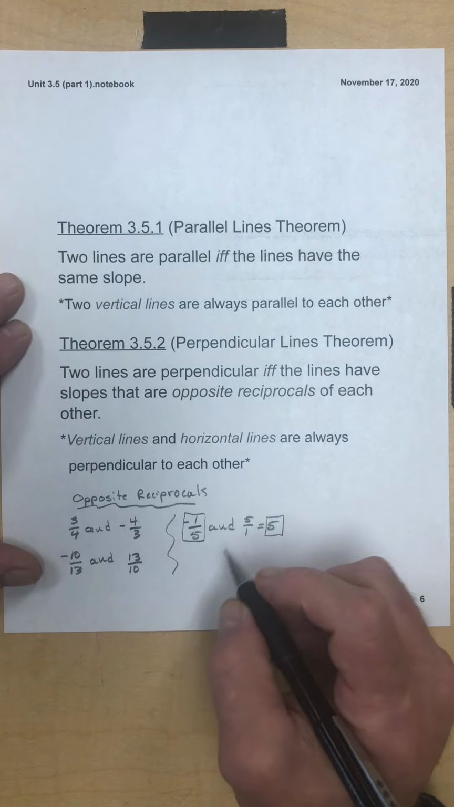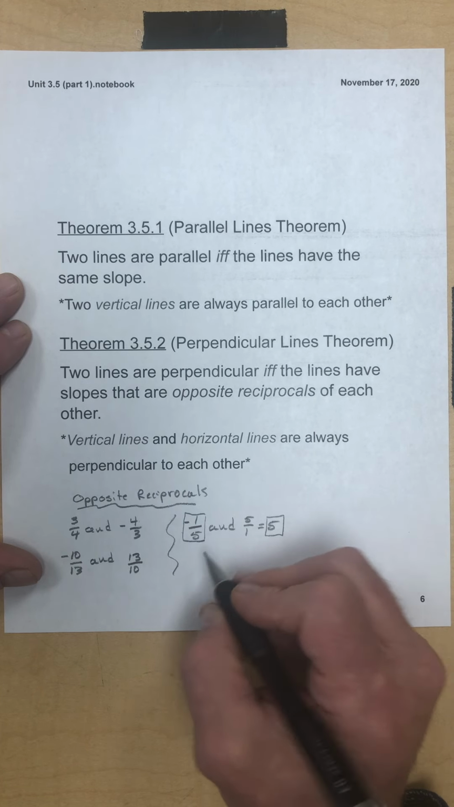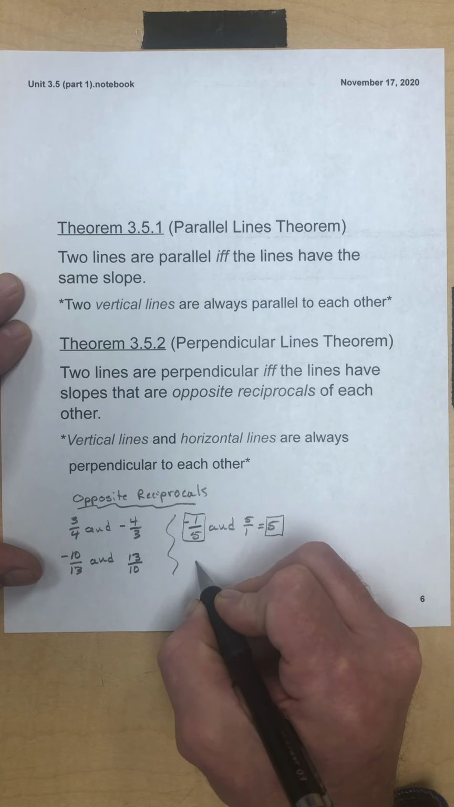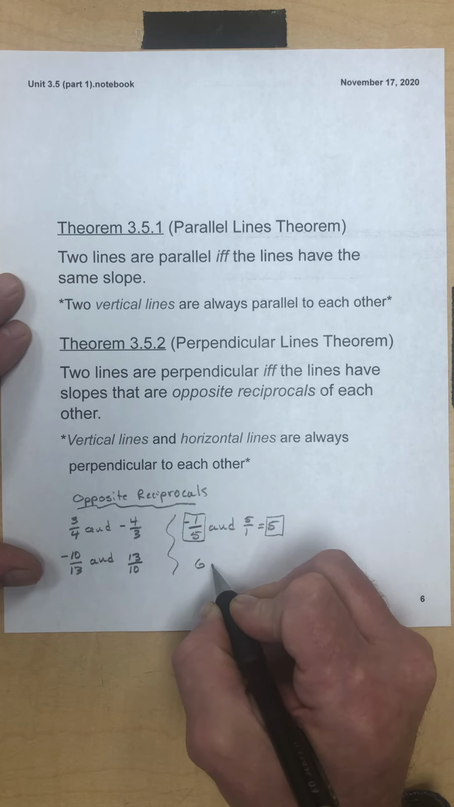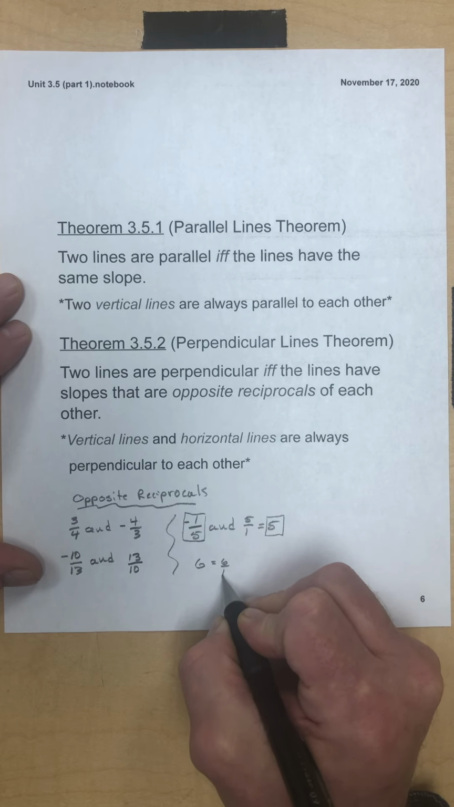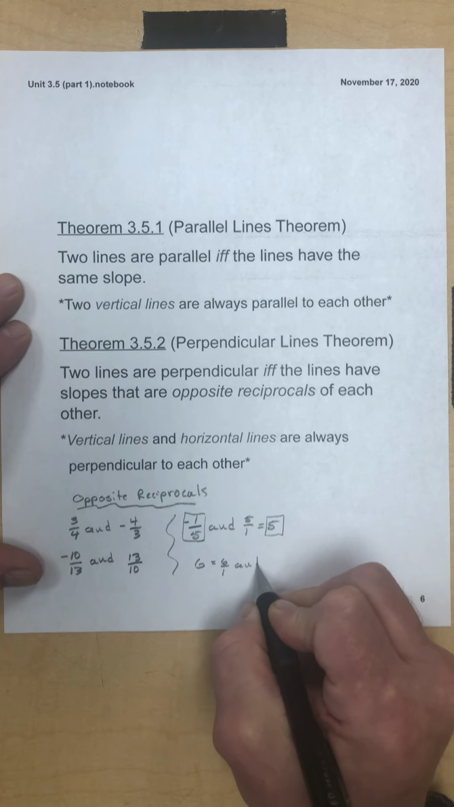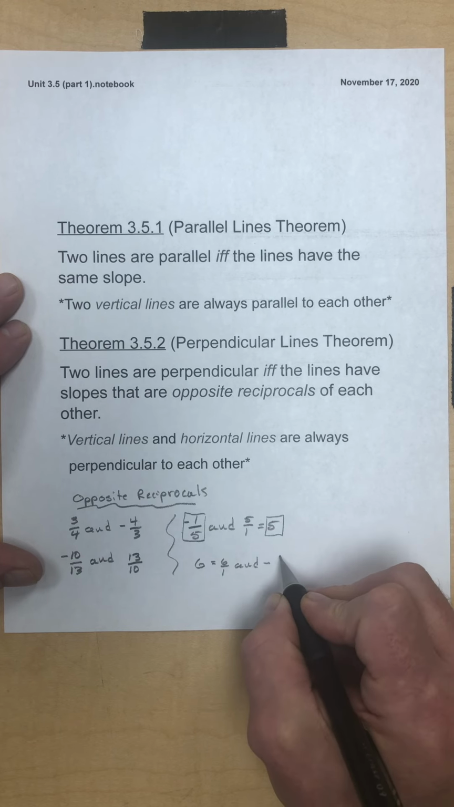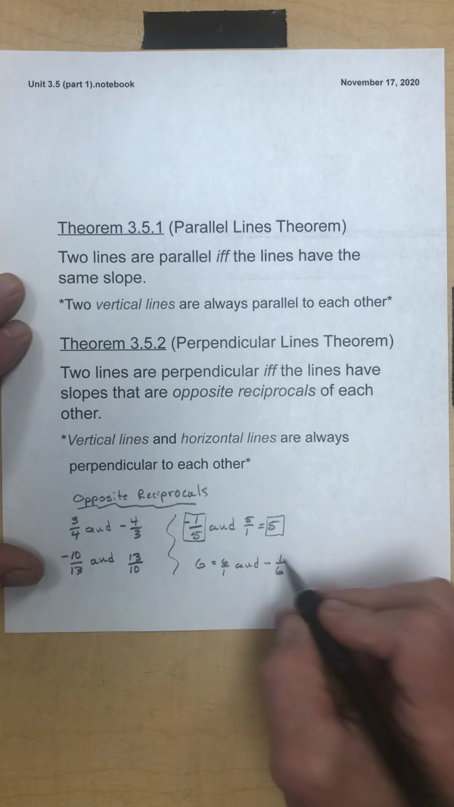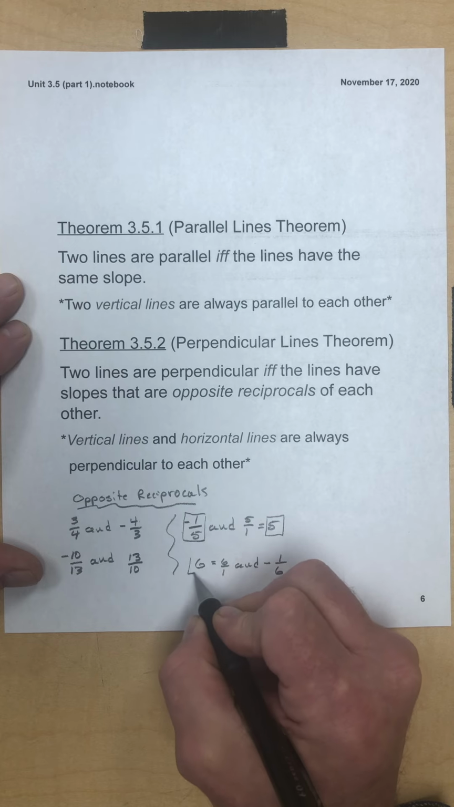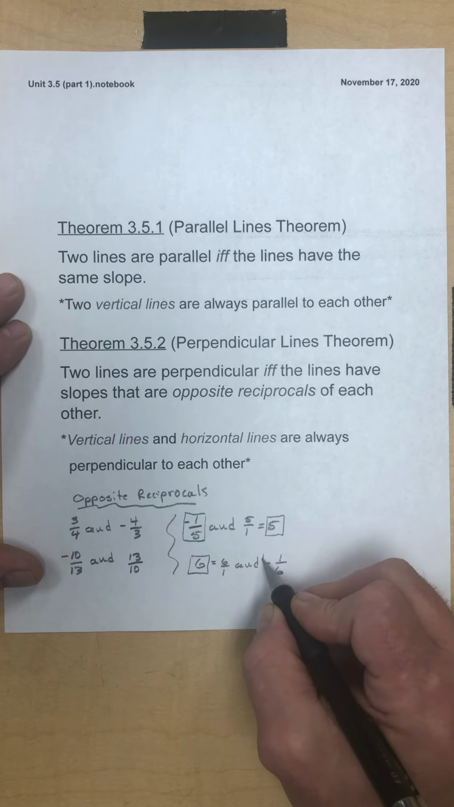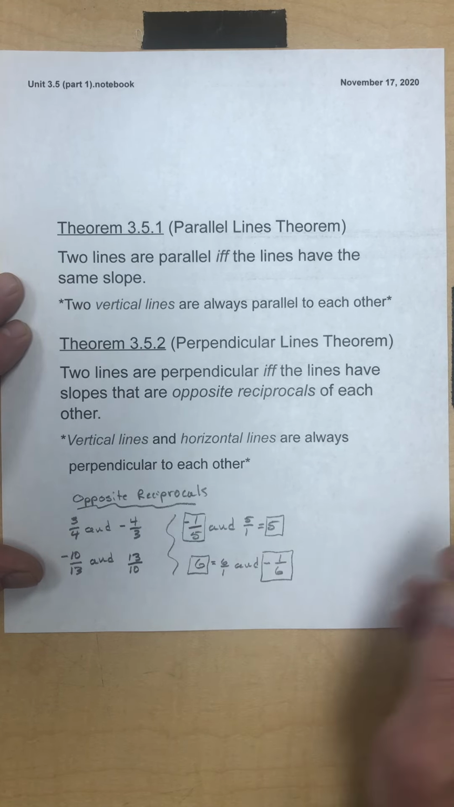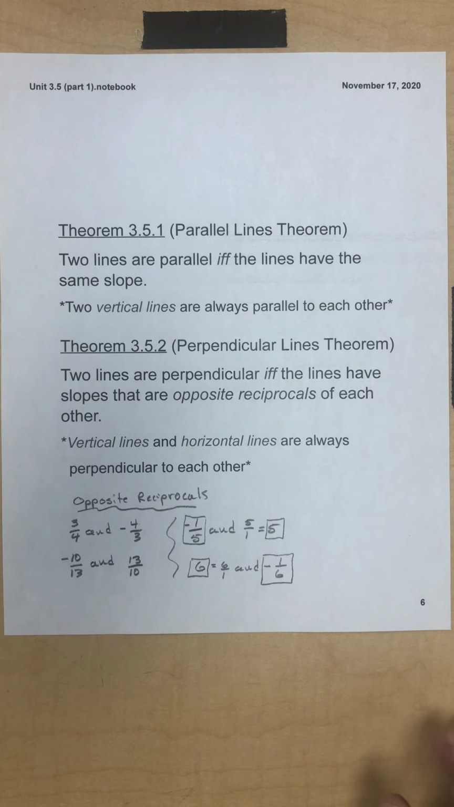Let's suppose I had a slope that was an integer. I don't know, let's just make it a +6. Well, 6 is the same as 6/1. So if I take the opposite reciprocal of 6/1, I get -1/6. So 6 and -1/6 would be opposite reciprocals of each other.